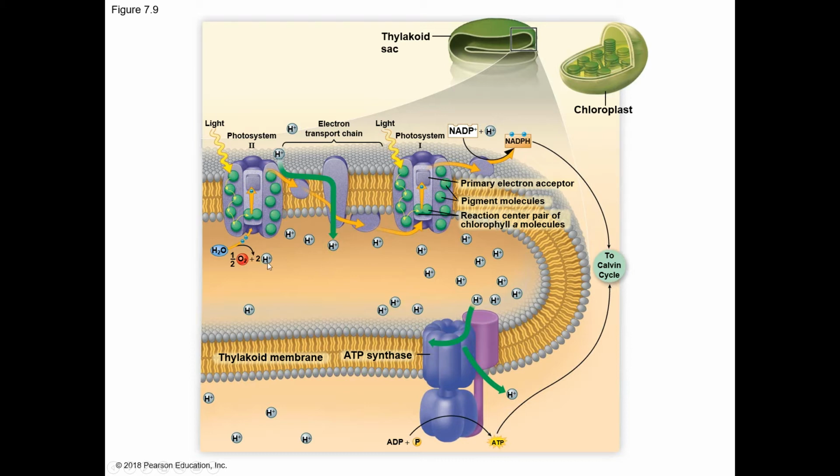But the hydrogen ions, they can't leave so easily because they're charged. So the hydrogen ions instead are just going to float in the lumen and build up with this concentration gradient until they can flow through the ATP synthase.